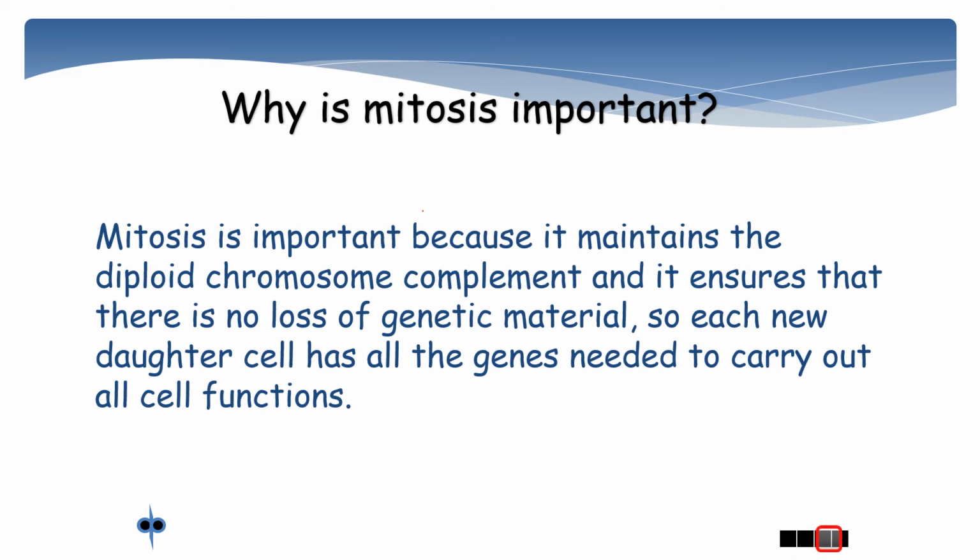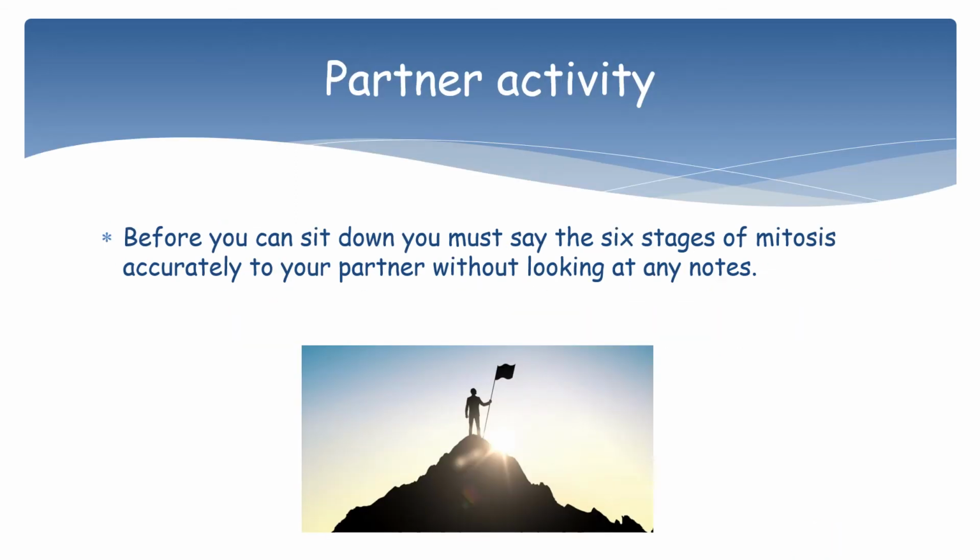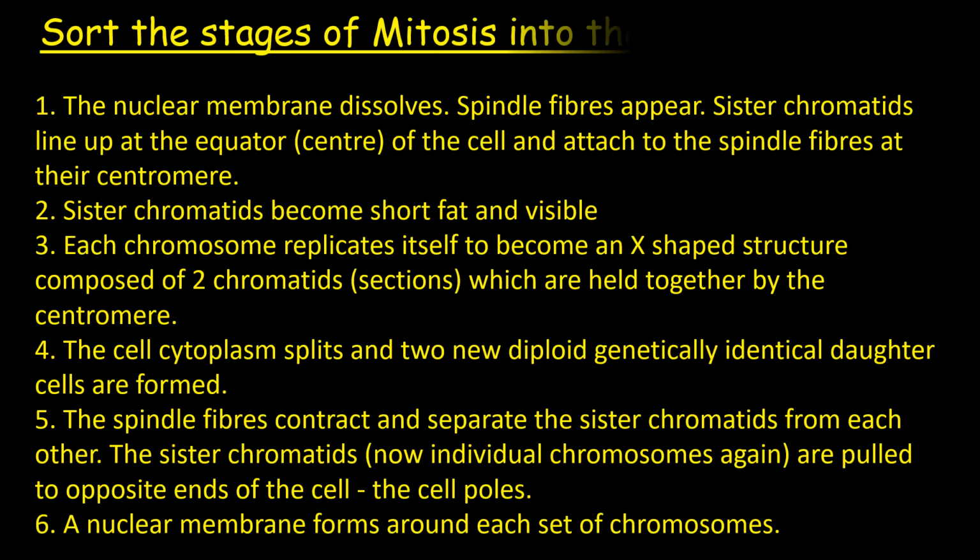Usually in class we do a little partner activity where you'd both stand up, and before you could sit down you must say all of the 6 stages of mitosis accurately to your partner without looking at any of your notes. To check to see how well you've done, pause the video and see if you can put the stages into the correct order before I go over the correct order with you.